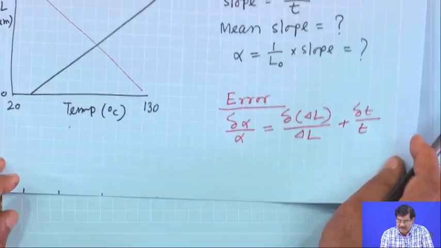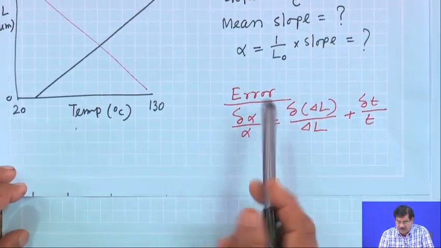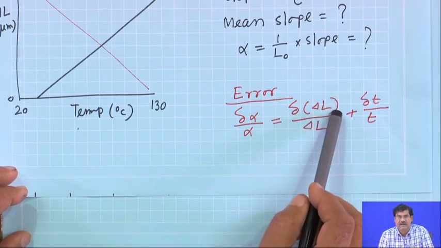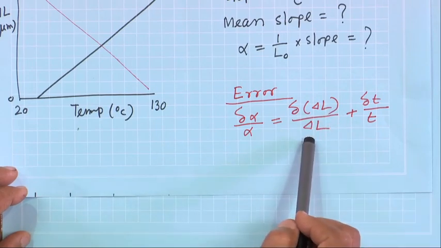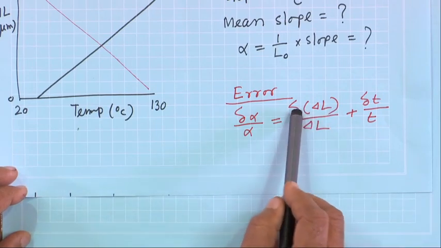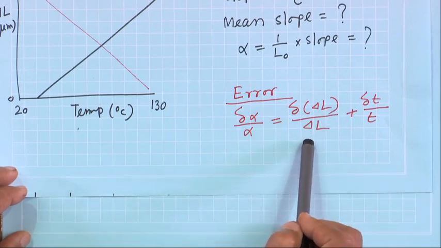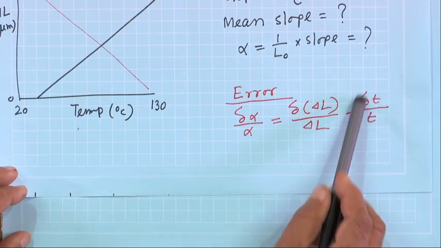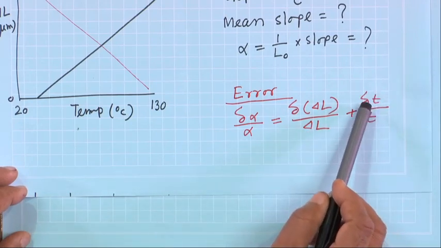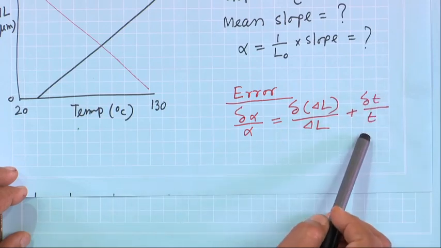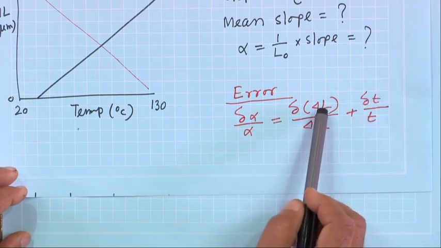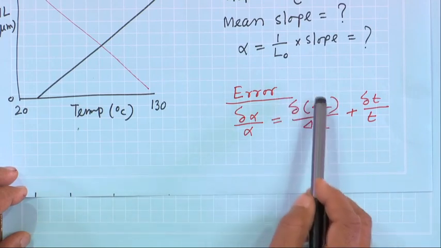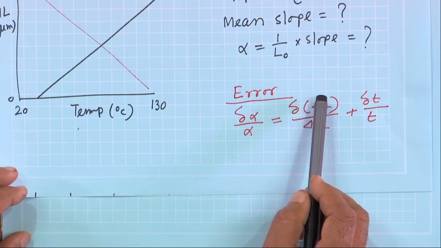Okay. And then error calculation is very simple. Basically del alpha by alpha equals del of delta L by delta L, plus the other error, delta T by T. We are measuring the length change and the temperature. Delta T is 0.1, and the error in delta L is 2 micrometer.